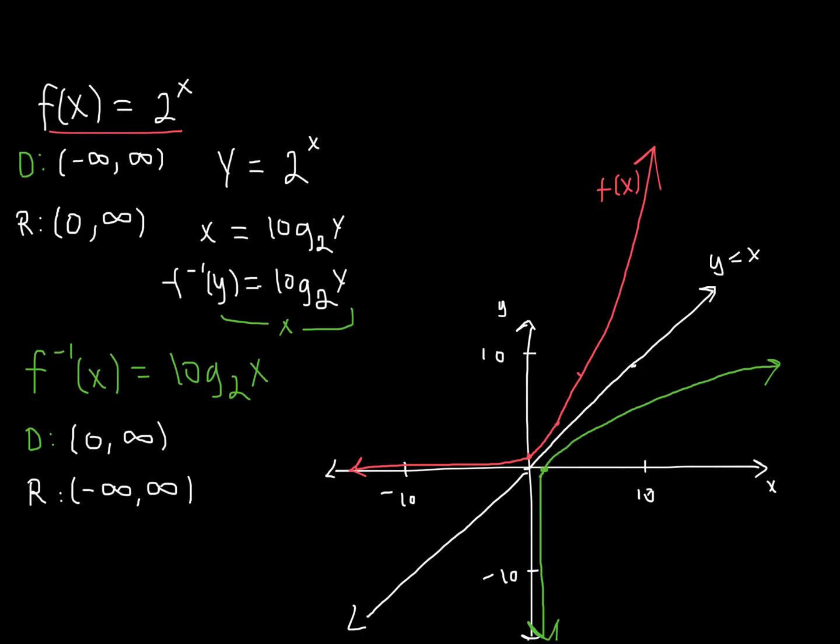And I could do this for base 3, right? 3 to the x would be log base 3. e to the x, and we're going to look at that one in a second, is going to be log base e, or the natural log. And we can figure out what that graph will look like just by thinking about a reflection over the line y equals x.